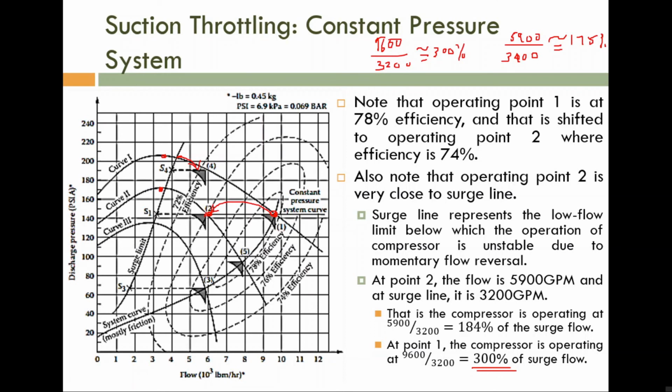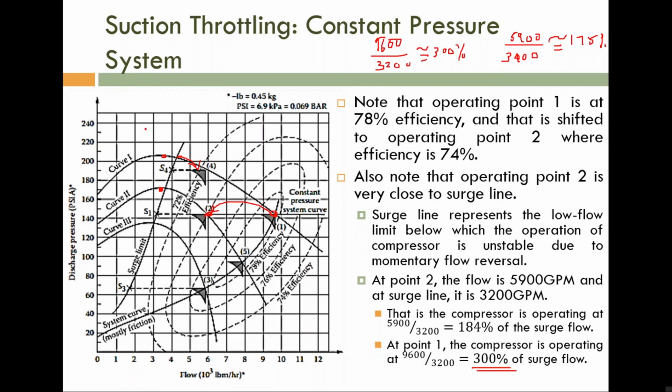Means what is happening? If the flow rate is decreasing, with respect to the decrease in flow rate, we decrease the suction pressure. Why are we decreasing the suction pressure? In order to maintain the discharge pressure at a constant value, suction pressure is decreased. So what is happening to the relative stability? Relative stability is decreased.